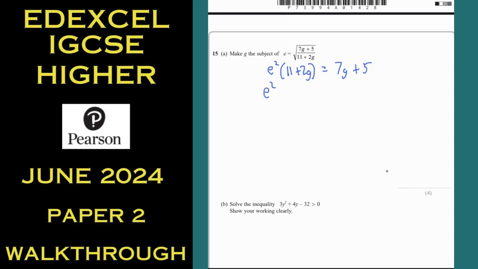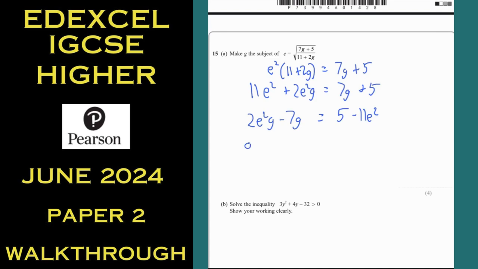Now let's expand. So 11e squared plus 20, sorry, 20, what am I about? Plus 2e squared g. And now we need to isolate the g's, get them all on the same side. You can go left or right. I just always prefer to go for the left. So I'm going to leave the 2e squared g on the left, subtract 7g. So that leaves the 5 on the right-hand side, and I subtract the 11e squared.